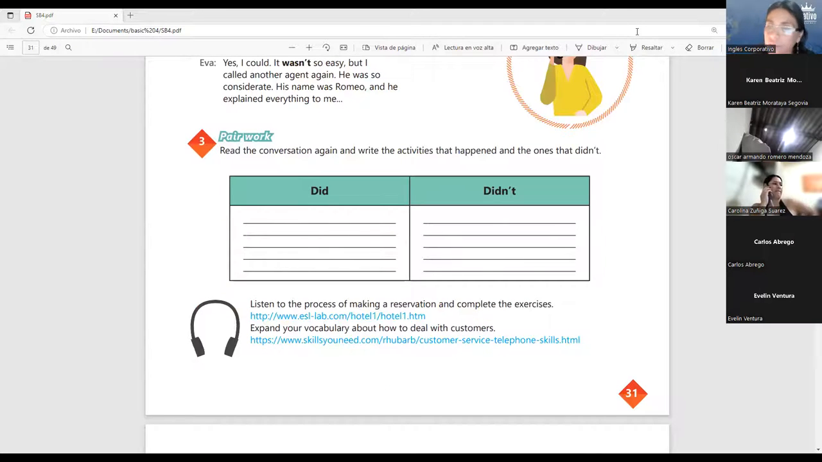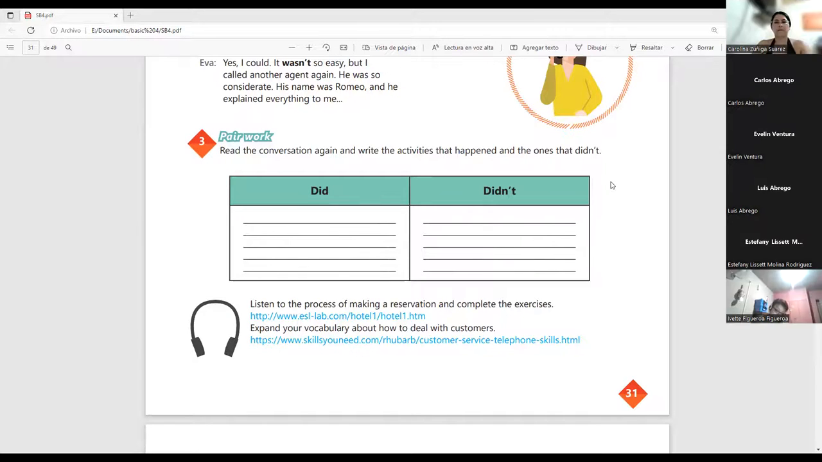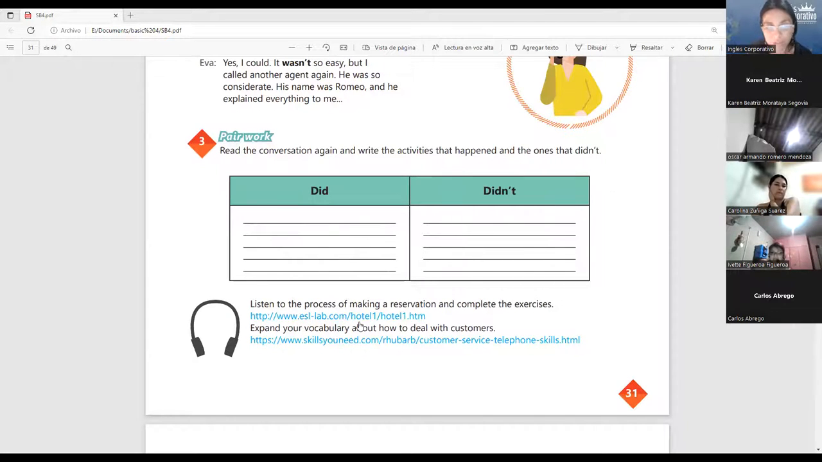All right, guys, let's check this one here. We have did and didn't from exercise 3. All right, so here we have read the conversation again and write the activities that happened and the ones that didn't happen. All right, so, a ver, I don't know here. ¿Quién me ayuda con las did? Yvette, ¿ha puesto algo acá en las did?